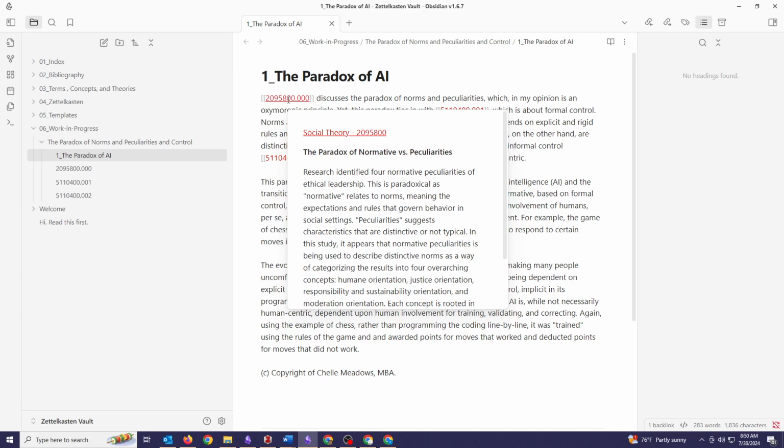So remember, I have 5 boxes based on the table of academic disciplines. And so this box was in the social sciences section, specifically under sociology. And you can see it talks about social theory. And it talks about the paradox of normative versus peculiarity. And it was actually talking about this within the concept of ethical leadership. So you have what's considered norms, what's acceptable, what follows the rules, what is considered normal, either accepted from a corporate level, a cultural level, a society level, a legislative level.